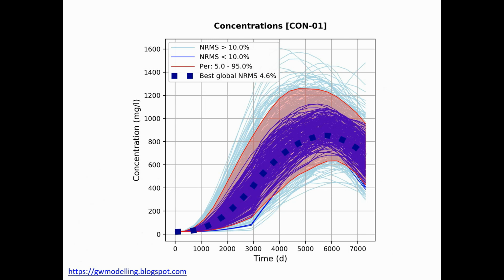Here we can see an example of the type of results that GSMOD is able to generate. It is basically a stochastic concentration hydrograph that is showing the results of 1000 model runs with concentrations in the vertical axis and time in the horizontal axis.